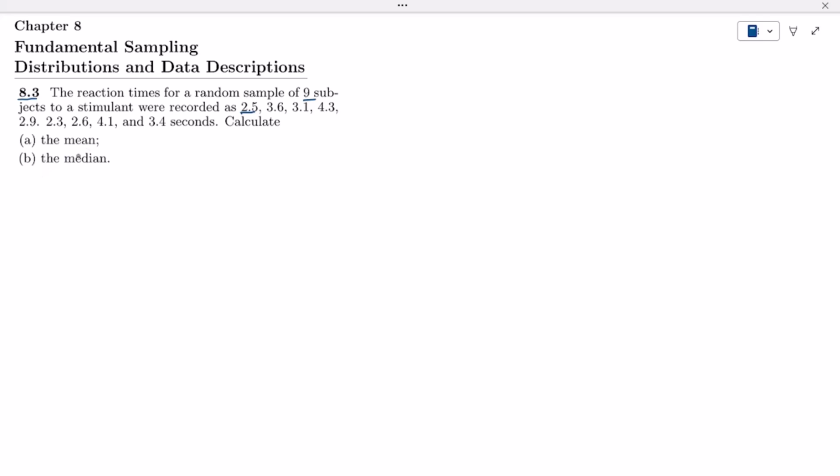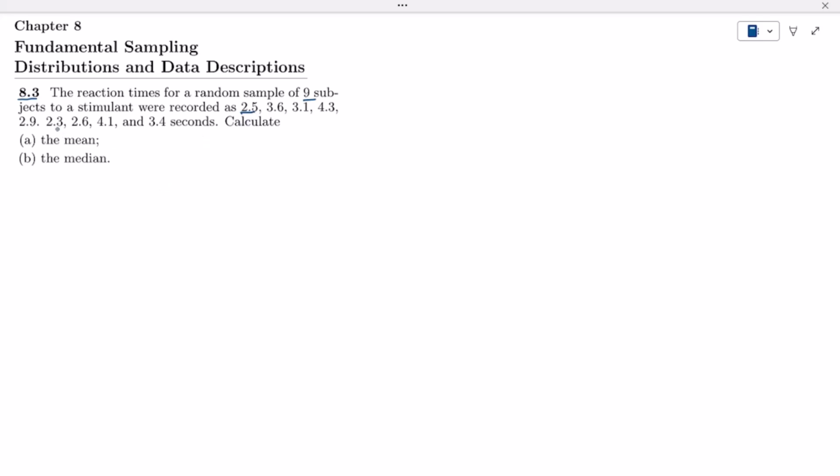Okay, so the mean can be very easily found by just adding them all together and dividing by 9, because the total number of samples we have here is 9. To find the median, we have to do what? We have to put them all in order. So first of all, let me put them in order.